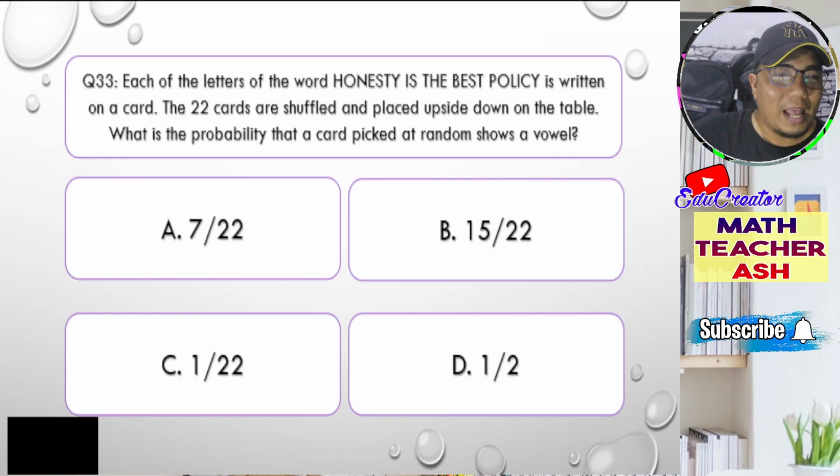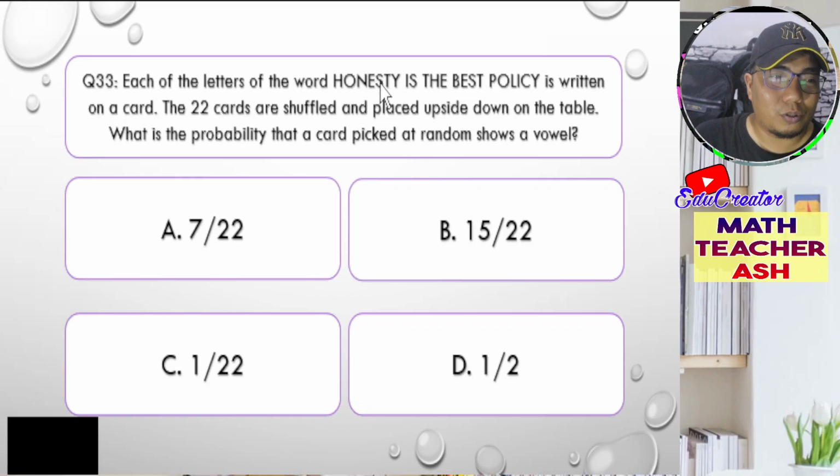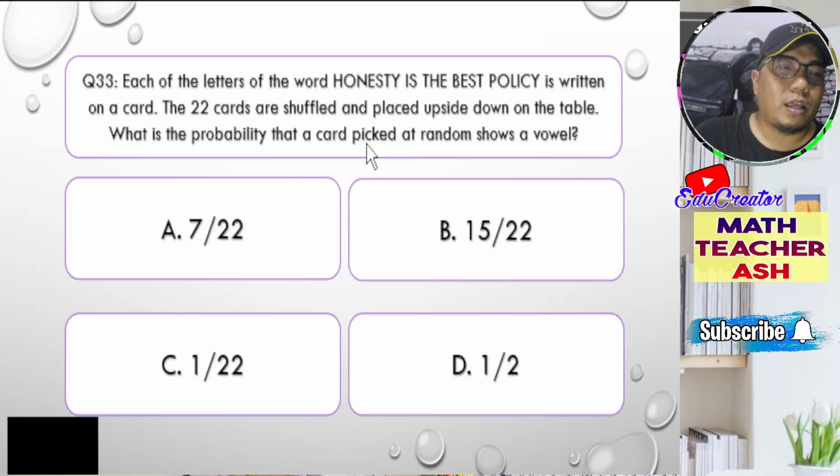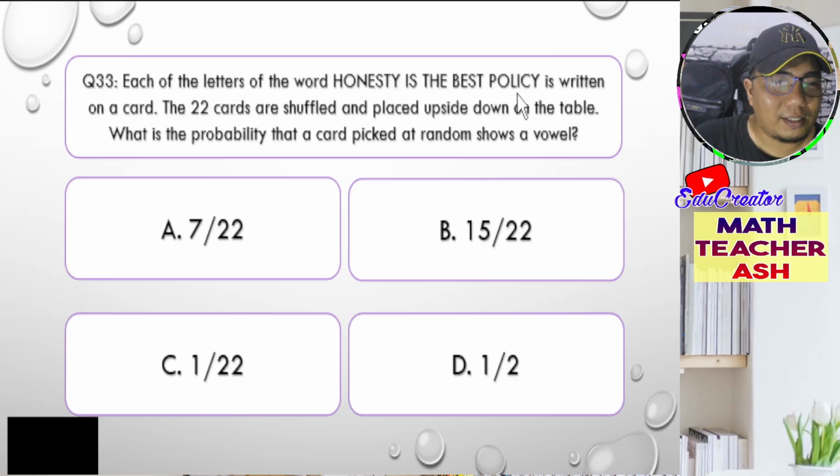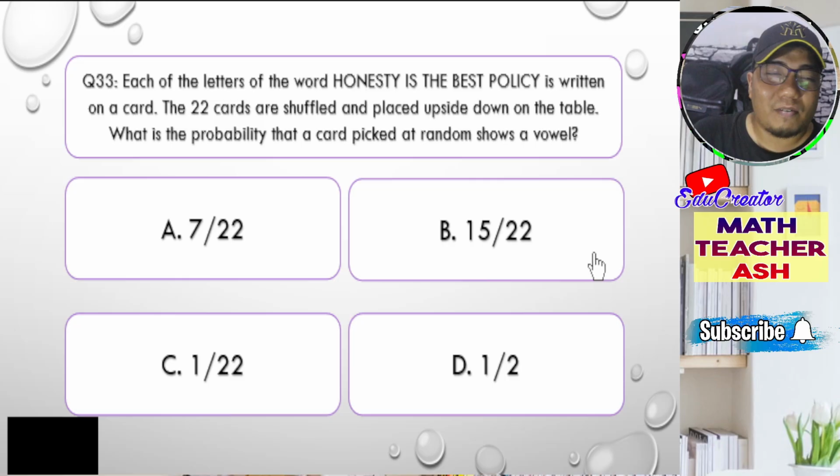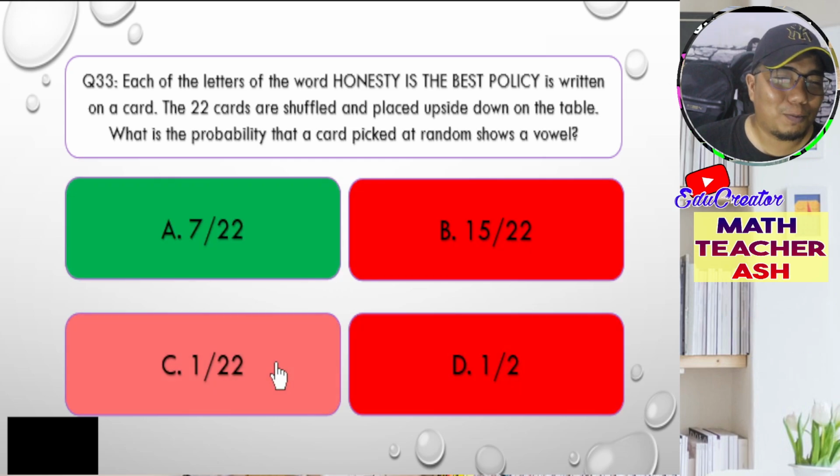Okay, math learners. Now, what we need to do here is consider how many letters are there in "honesty is the best policy." So, of course, as we can see in our choices, it has mostly the same denominator, and that is 22. So, there are 22 letters here. Now, we will be counting the vowels because that is the one being asked in the problem. How many vowels are there? 1, 2, 3, 4, 5, 6, 7. So there are 7 vowels. Therefore, the correct answer here is 7 out of 22, or 7 over 22. I hope you got that one, my dear math learners.